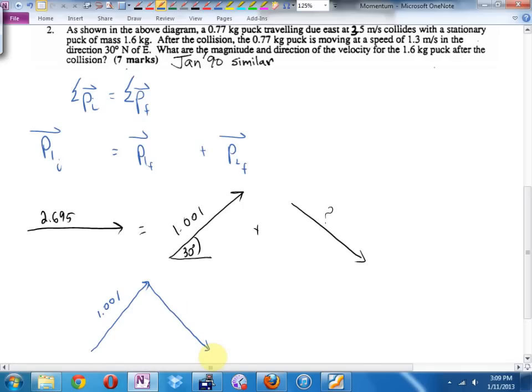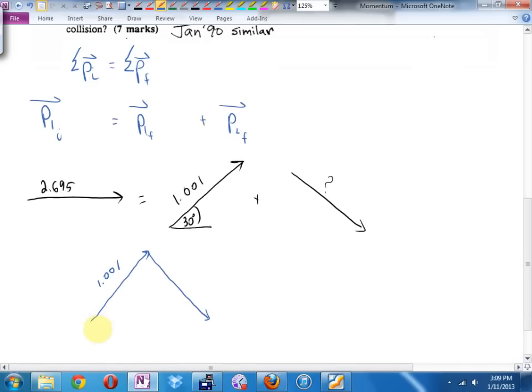Don't go further, don't go shallower. Why? Because I know that when I added these two together, tip to tail, the answer was 2.695, with an angle of 30 degrees right there. And here is my mystery momentum of object 2 final. This one was a tiny bit easier than some of the ones that I gave you on the quiz, in that the angle popped into my diagram quite naturally. Sometimes you had to Z-angle or flip an angle, and that's fair game as far as I'm concerned.